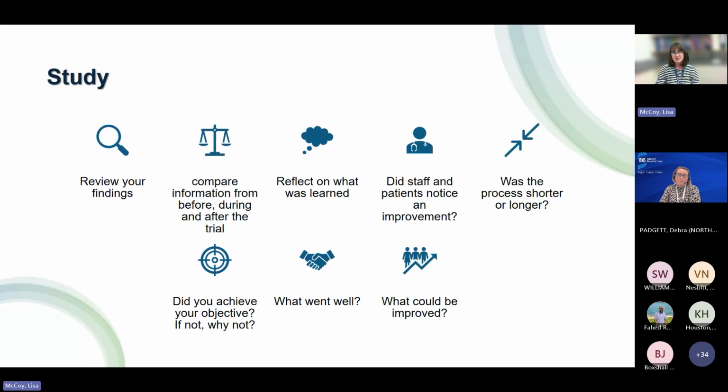In the study phase, this really involves reviewing your findings, comparing the data from before you made the change, during the change, and after the trial. And it's really important to reflect on what was learned. Was there any information received from staff or patients regarding an improvement? Did the process take longer, or did it take place in the time frame that you expected? Did you achieve your objective? If not, why not? What went well and what could be improved?